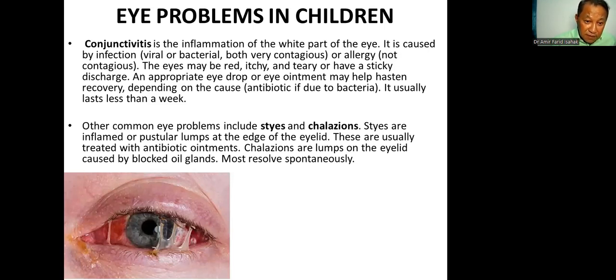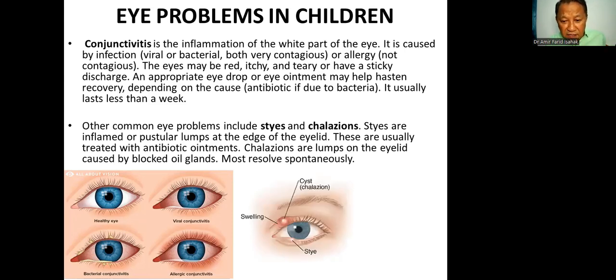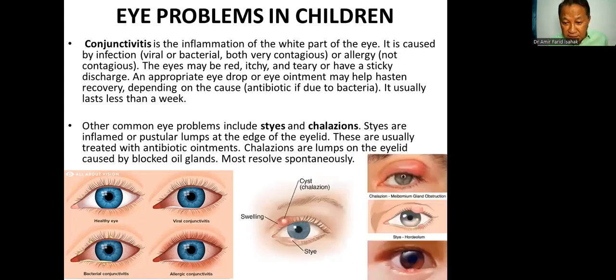This is very bad conjunctivitis. Okay, and you can have viral, bacterial, or allergic conjunctivitis. And then you have stye and chalazion. Okay, chalazion is on the upper eyelid, whereas the stye can be both upper or lower.